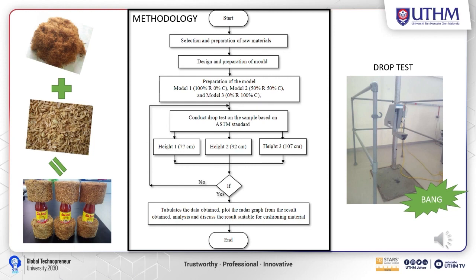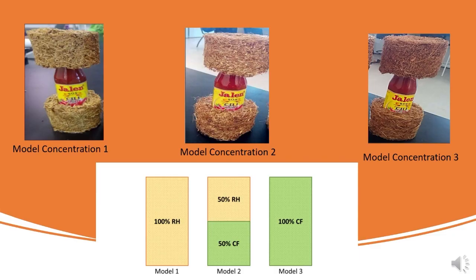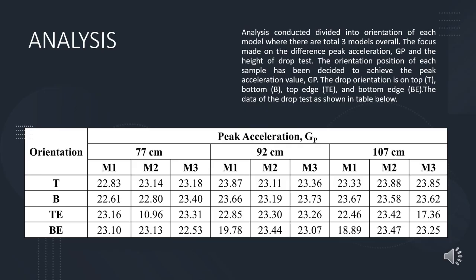Based on the free fall test, we can see that the object will experience an increase in velocity when it's dropped from a certain height, and the velocity will be zero when the object touches the floor surface, resulting in shock. These are the three different model concentrations and their specifications. You can see model 1, model 2 and model 3, and the specification: whether it uses 100% rice husk, 50% rice husk and 50% coconut fiber, and the third model uses 100% coconut fiber.